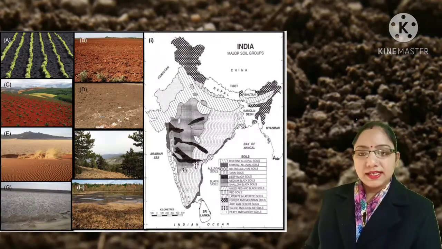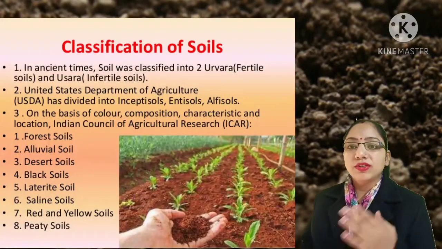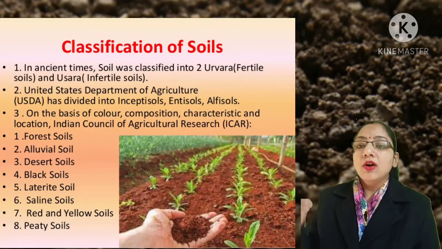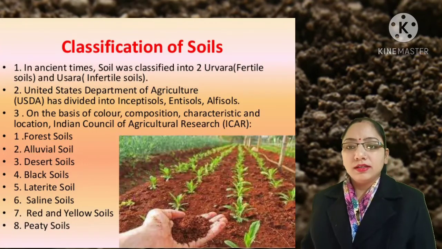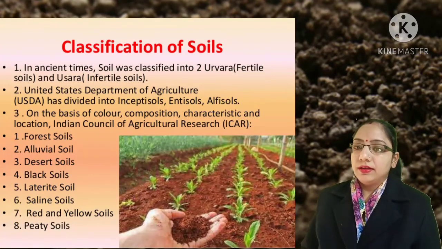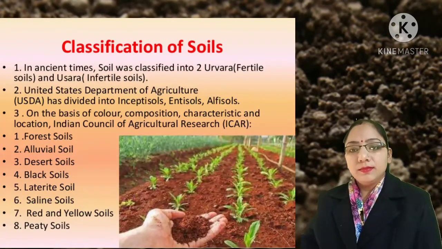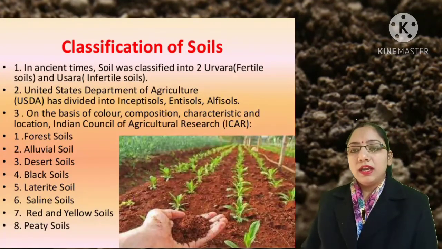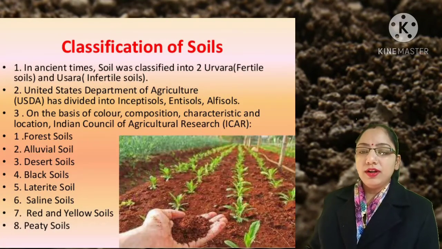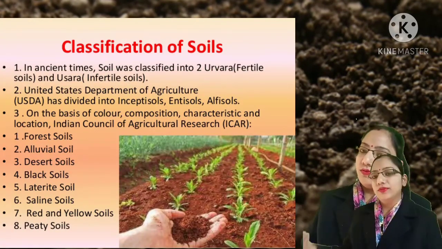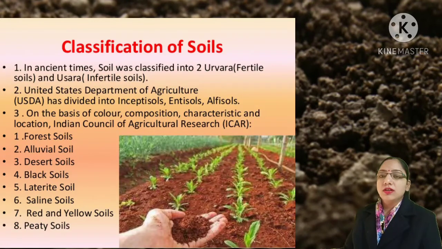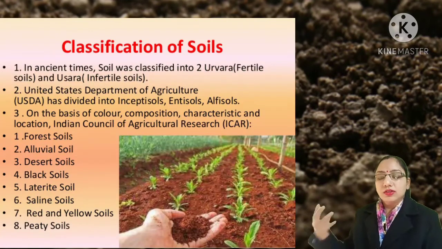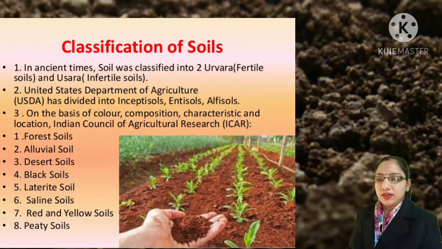Earlier in ancient times, the classification of soil was divided into two parts. These were known as Urvara and Usara. The meaning of Urvara and Usara is fertile land or barren land. Then, in the later period, in the 16th century, soil was again classified into different types on the basis of different aspects. It was classified by its texture, color of soil, slope of land and the moisture contained in the soil. So, let's see how these classifications are there.